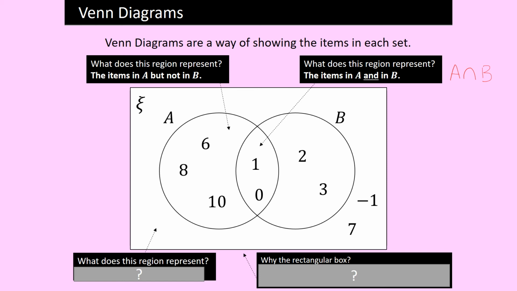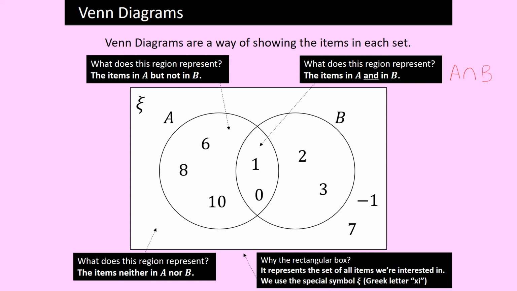Then we've got, what does the outside region represent? Well, it's items that are neither in A nor B. And why do we have it contained within a rectangular box? Well, the rectangular box represents the set of all items we're interested in. And we use a special Greek letter to represent that.